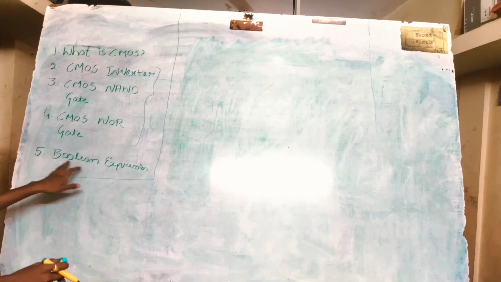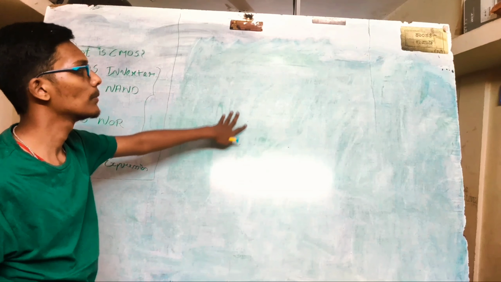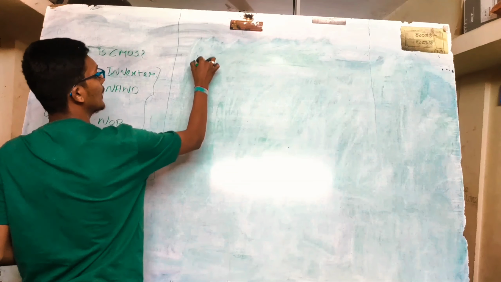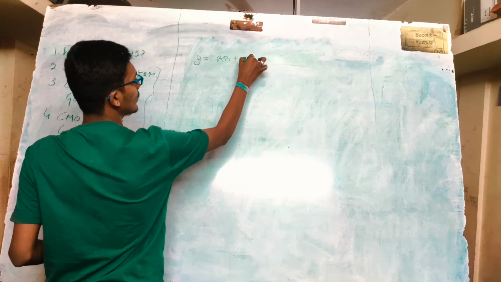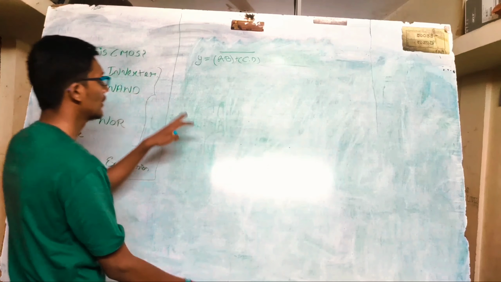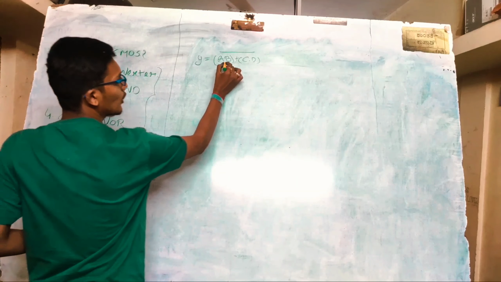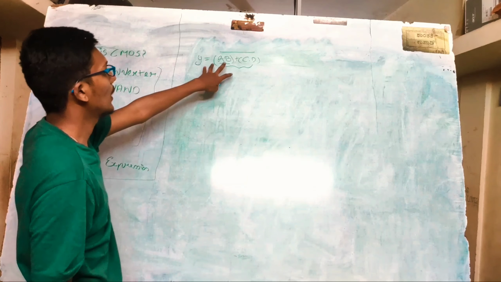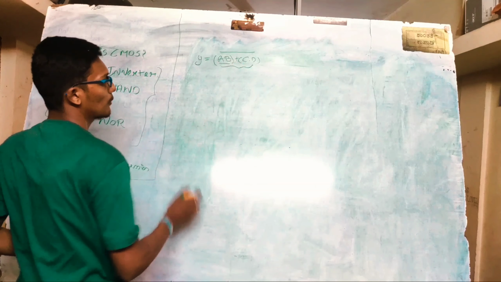So fifth, we will be seeing a Boolean expression. So a Boolean expression will be given and asked to implement a CMOS VLSI circuit. So fine, let us consider Y is equal to the complement of A dot B plus C dot D. Fine, let's implement this. So we have AND operation here and totally OR operation here. So I will take this part first and this part as second. So fine, we have AND operation.